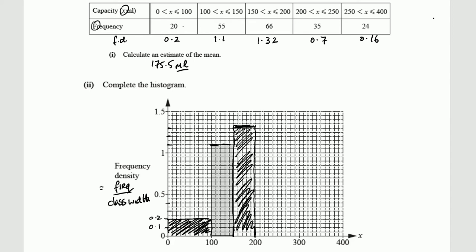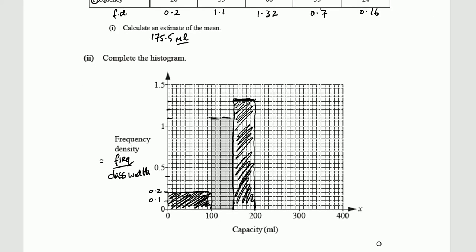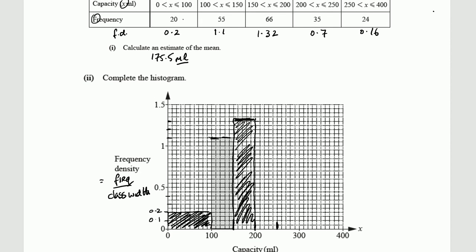Now the 35 group over here goes from 200 to 250. So I'll count my squares carefully, 10, 20, 30, 40, 50 in the middle there. And it's got a height of 0.7. So there's 0.5, 0.6, 0.7. So that is where that next bar is going to go. Like that.